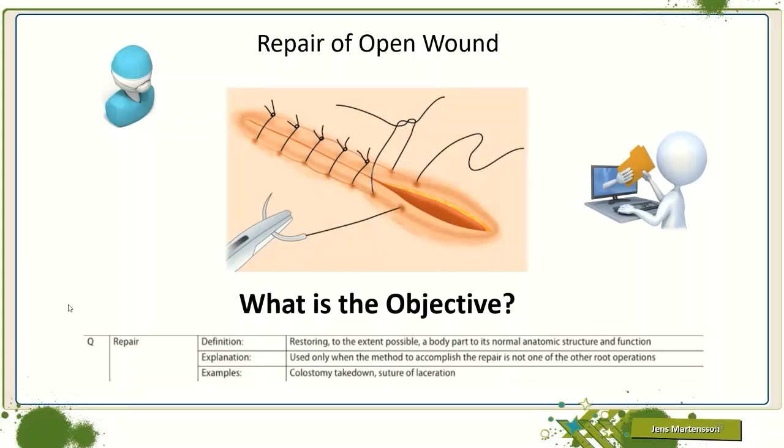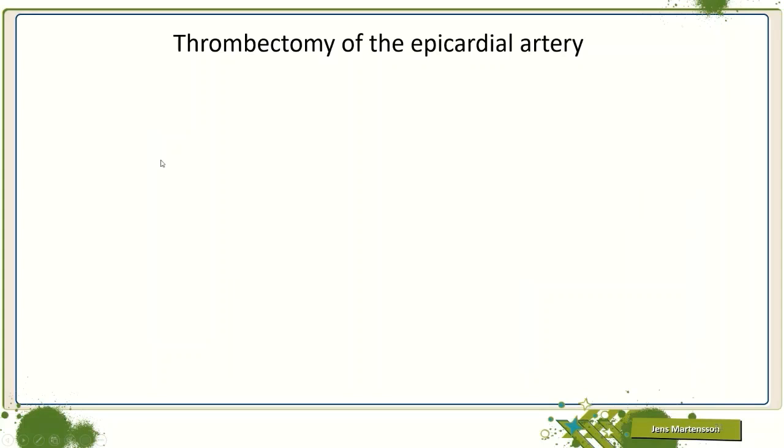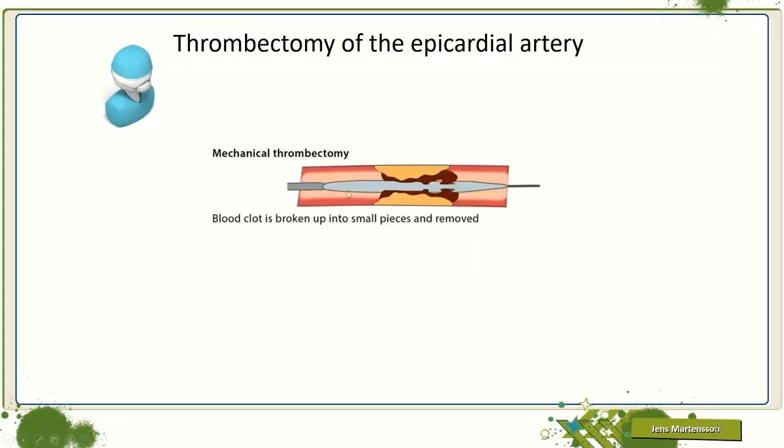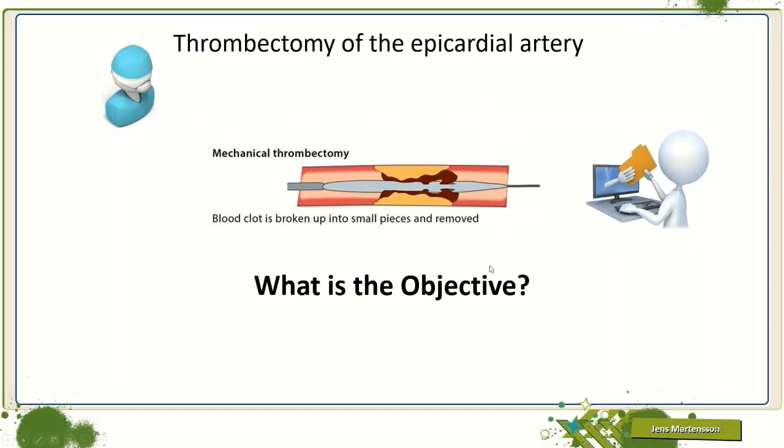If not, let's go on. We have another procedure. Thrombectomy of the epicardial artery. The physician carried this out. Mechanical thrombectomy. Now, if you don't know the procedure, it's a clot that's broken up into small pieces and removed. And the coder assigned the following root operation, and think about what is the objective of the procedure.